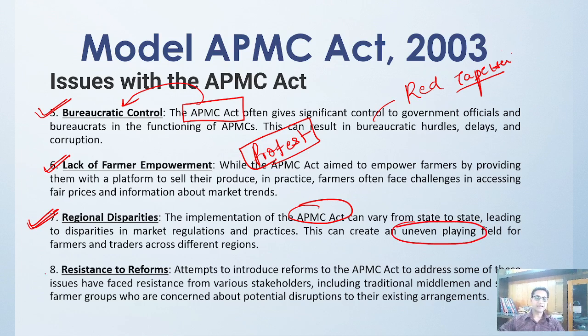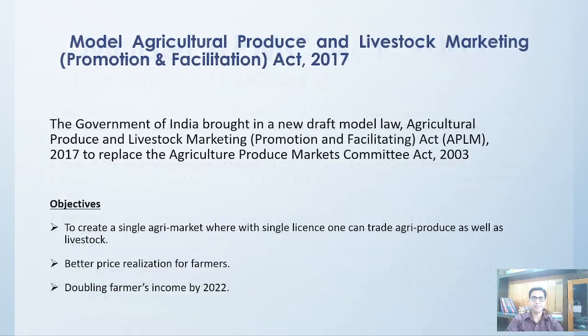Then there is resistance to reform, because the act is supporting all the corrupt people, all the people who are benefiting from corruption, mishandling of things and bureaucratic hurdles, so they are not allowing any type of reform. There is a need to reform the APMC, but these middlemen and some farmer groups do not want it to change. Because of that there is a huge disruption in every way possible. So these are the issues with the APMC.